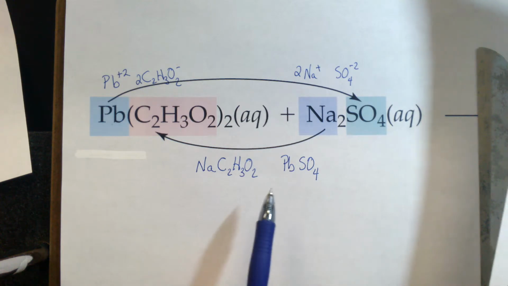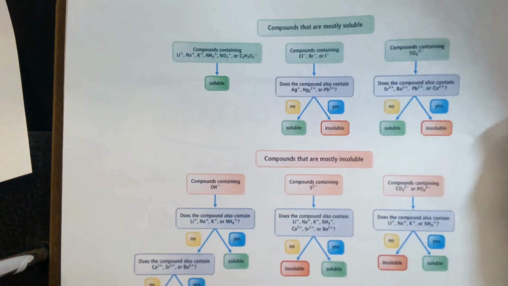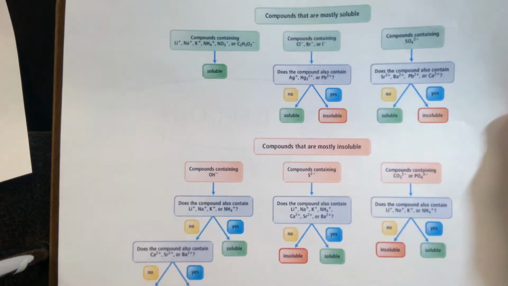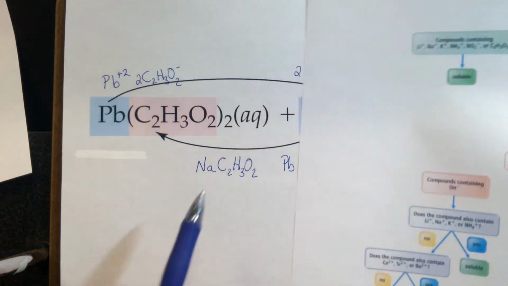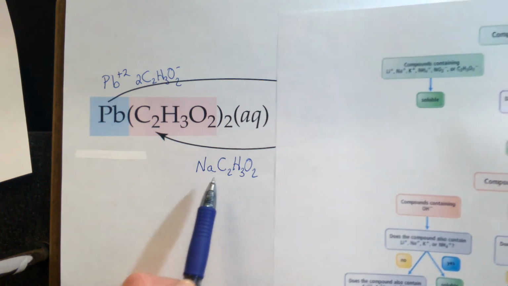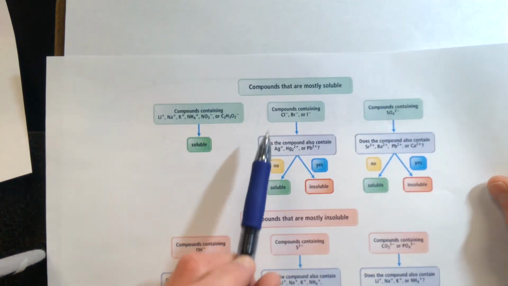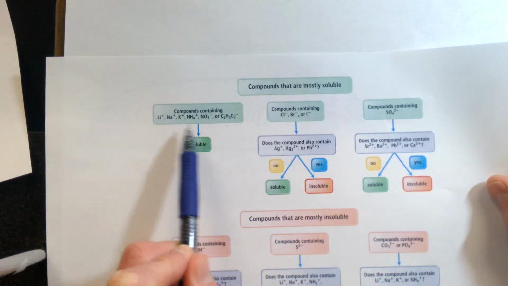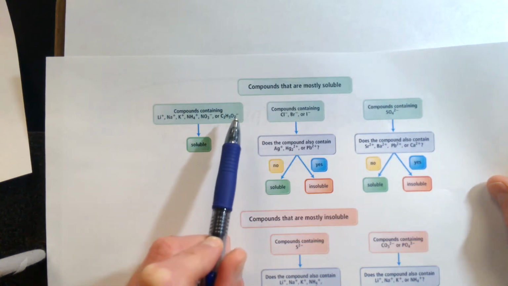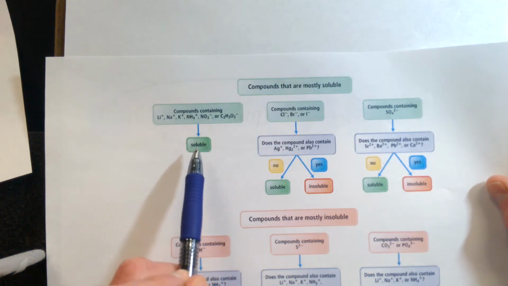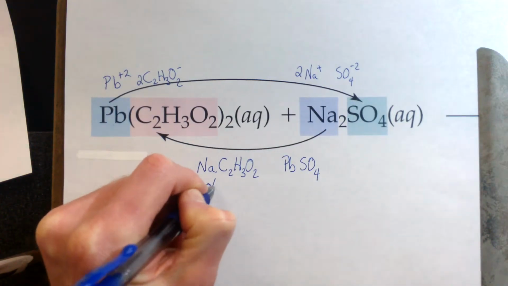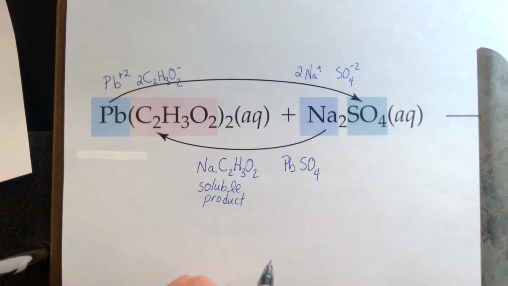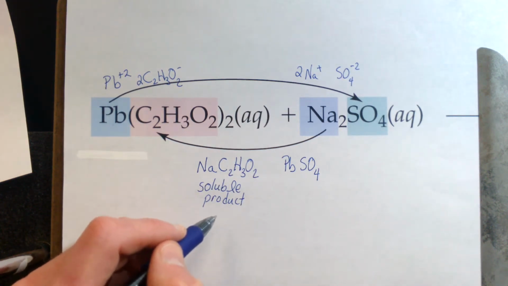But we need to check a solubility table. So first thing we do is we get a solubility table, and this one is a common chart or flow chart that's shown in many chemistry textbooks, and we look up the two potential products. So let's first look up this sodium acetate. We're looking for sodium and we're looking for acetate. So compounds that are mostly soluble, we follow this flow chart. There's sodium. Compounds containing sodium are soluble. And we also notice there's the acetate ion. So they're soluble. So this right here, sodium acetate, is a soluble product. So this is not the precipitate. It's not participating in the precipitation reaction.